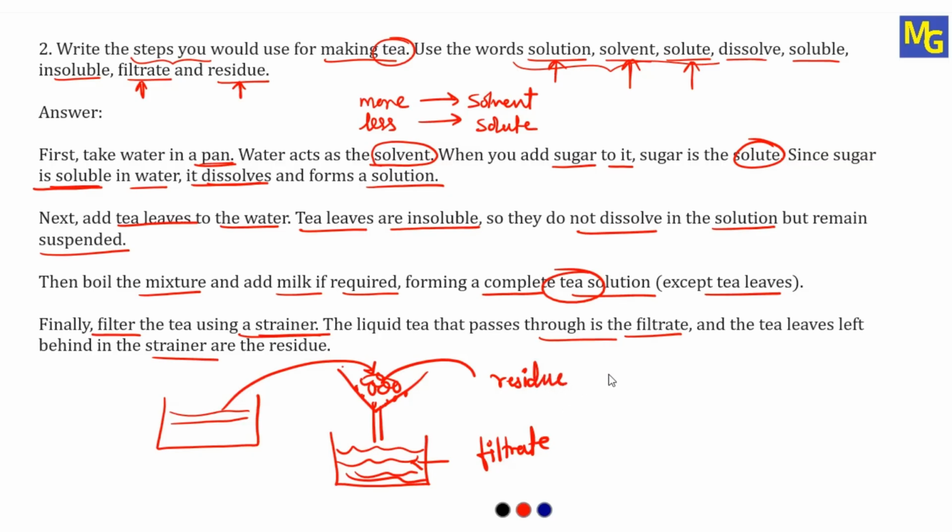I hope you are understanding what I'm explaining. If you know how to prepare tea, you will understand very easily. But the thing is, you should know where to use all these words. If you know the basic idea, what is solution, what is solvent, what is dissolve, what is soluble, what is insoluble, then you will understand this answer very easily. So I hope this answer will help you to prepare. Now I'll move to the next question.